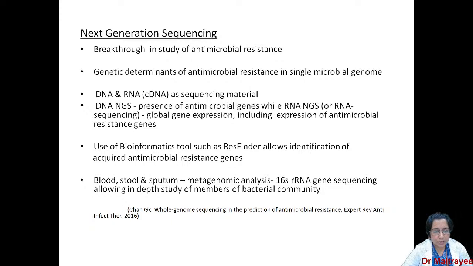In addition to this, next generation sequencing helps in metagenomic analysis, in which 16S rRNA gene sequencing on various specimens like blood, stool, and sputum allows in-depth study of members of the bacterial community.